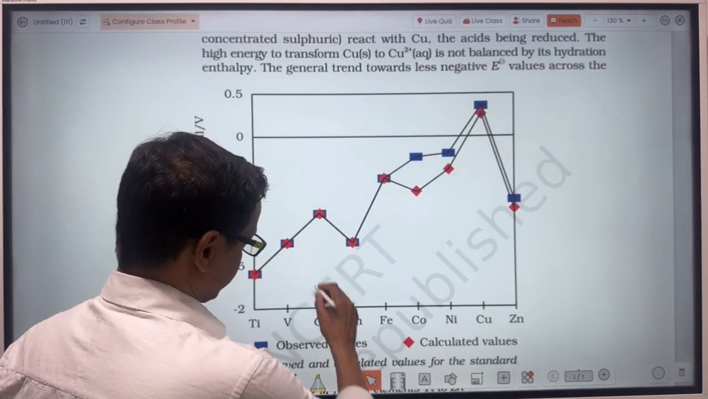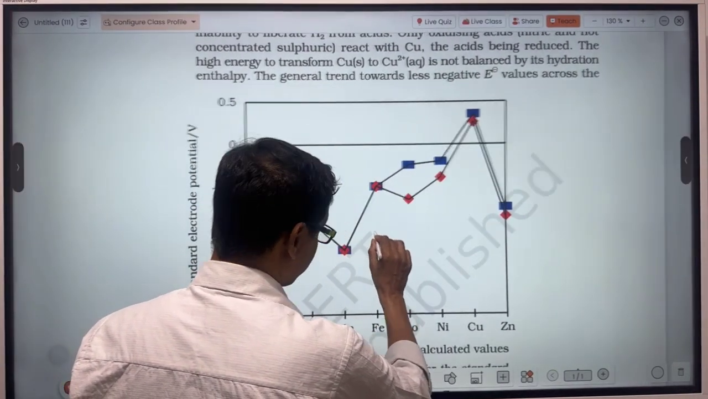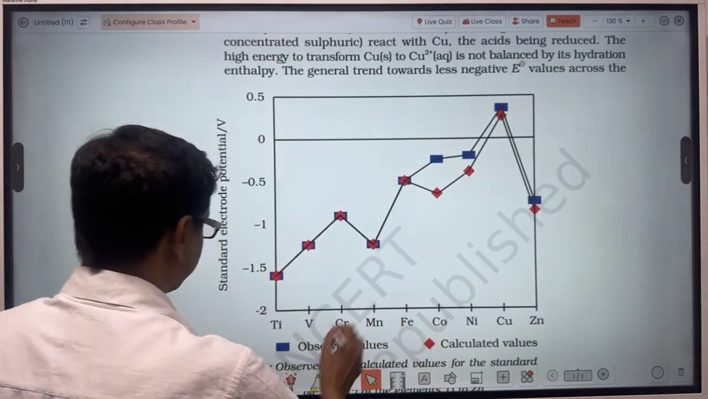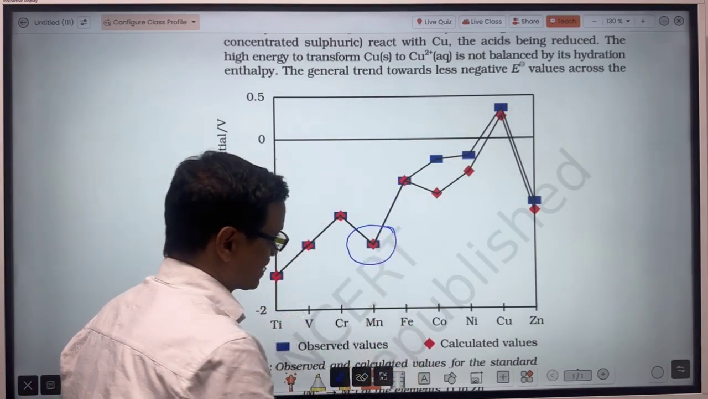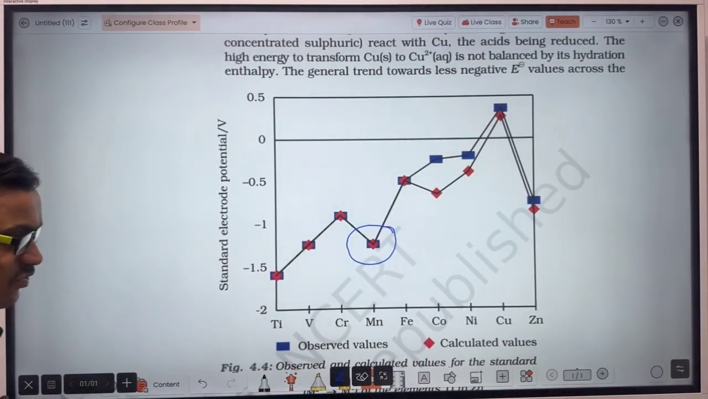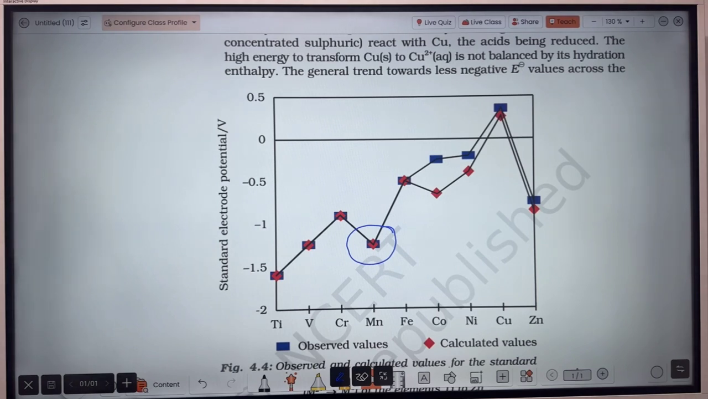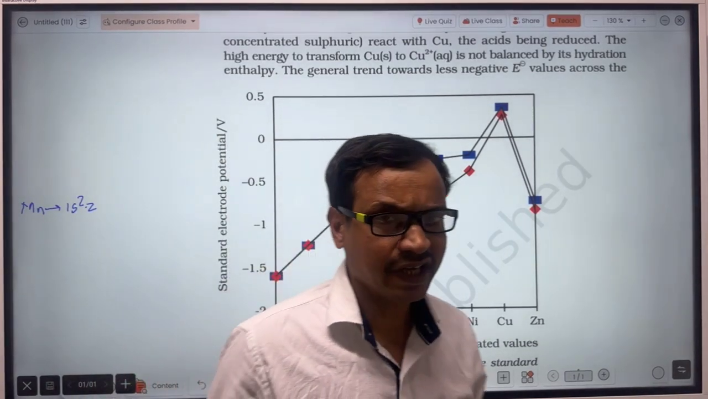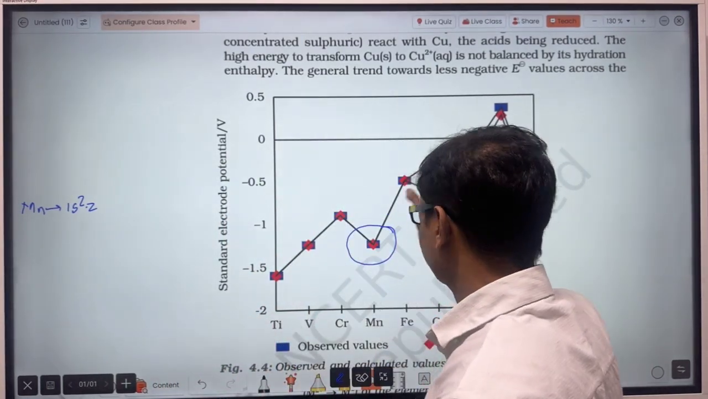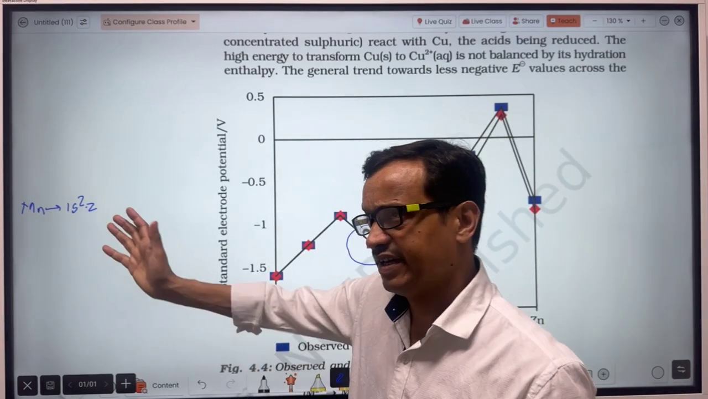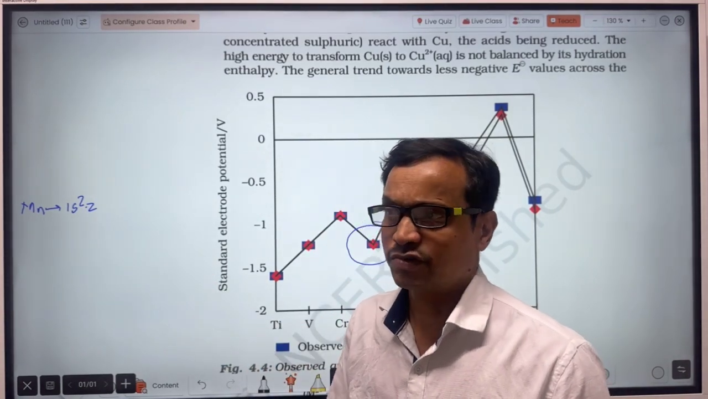Okay. Now let's see. Then a dip is observed at manganese. You are watching here, manganese. Here at manganese, there is a tremendous fall in the standard electrode potential. What's the reason here? Now go to the electronic configuration of manganese. This is the manganese electronic configuration. And I have taught you that the second ionization enthalpy of manganese will be very low compared to that of this element. How? Again, I am going over those concepts.